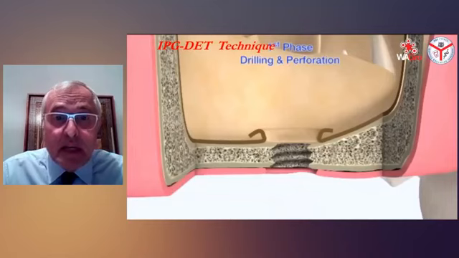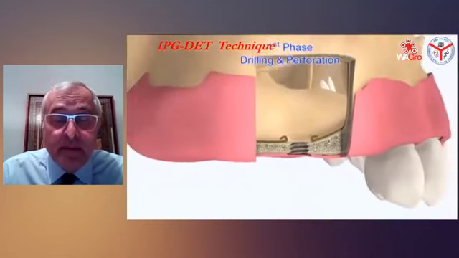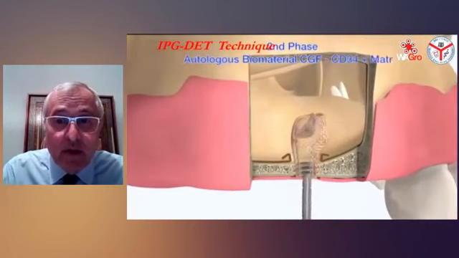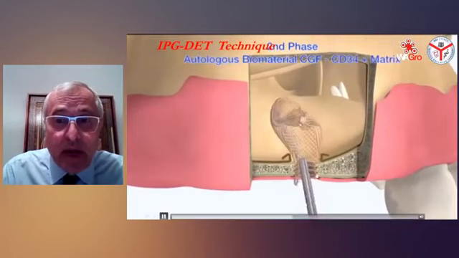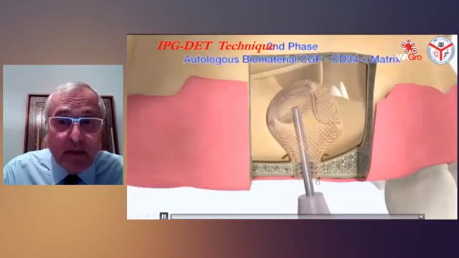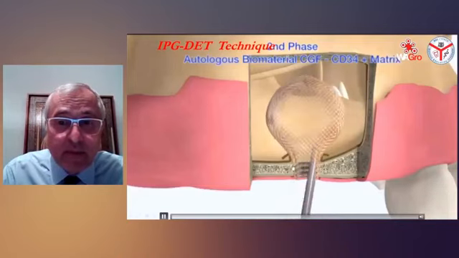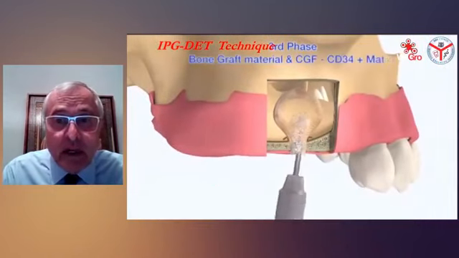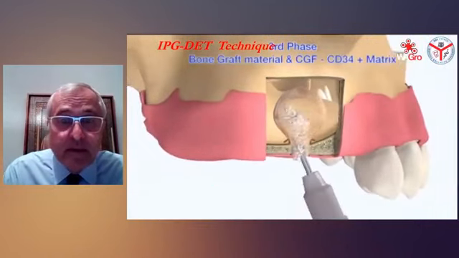We place the special membrane through the side, and you know, always it remains here. You see outside, also a piece of this membrane remains here. The membrane is sticky, stays there. We can add bone graft material if we like.